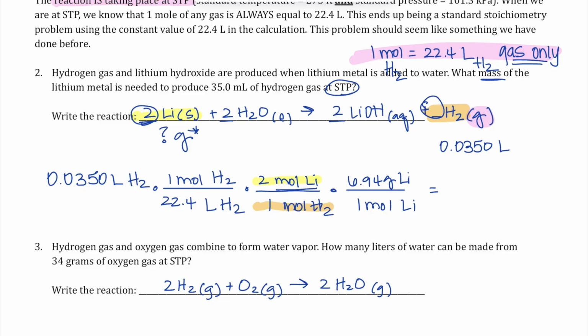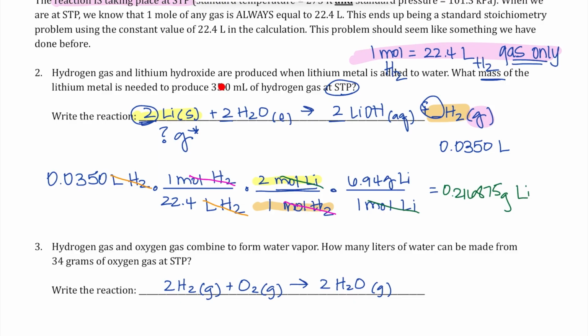Remember, we're going to multiply all of our values in the numerator. We're going to divide by any values in the denominator. We set this up so that my liters of hydrogen canceled, my moles of hydrogen canceled, canceling just those units, moles of lithium. So we're left with grams of lithium, and I get 0.216875. Let's look at our sig figs.